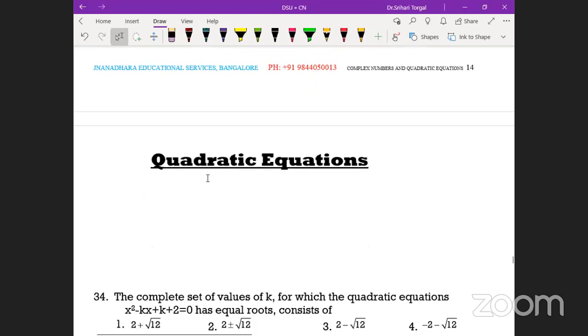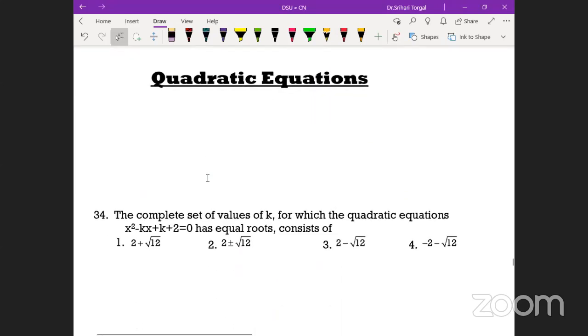Yes, let's move on to quadratic equations. What are the properties of a quadratic equation? Any equation in the form ax squared plus bx plus c, we call a general quadratic equation. What is the formula to find the roots of a quadratic equation?